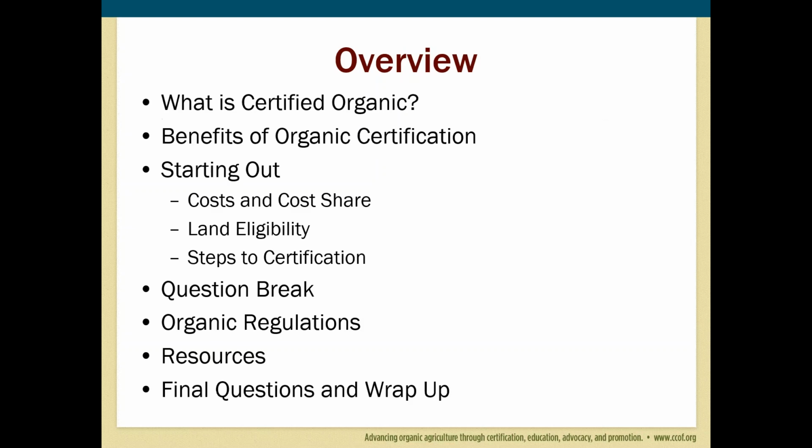So with that, let's get into an overview of what we're going to cover today. We'll start with a look at what certified organic means and the definition of organic and how it's regulated. Then we'll get into some of the benefits of organic certification for small to mid-sized farms in particular, especially those with local sales like farmers markets. And then we'll cover some topics that are really important to consider when you're beginning the certification process. And those are cost, land eligibility, and the actual steps that will be involved in the process.